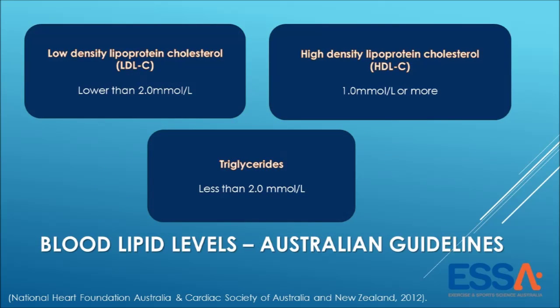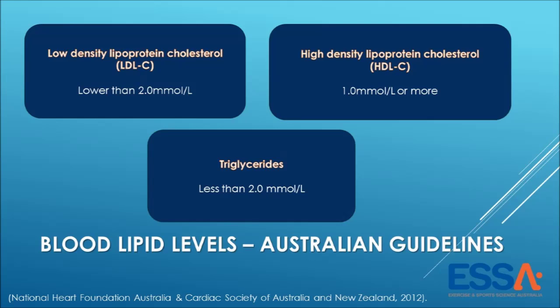For people that require treatment for their cholesterol, the Australian guidelines, as outlined by the RACGP, set the following target levels to aim for. For your low-density lipoprotein cholesterol levels, aim for lower than 2 millimoles per litre.